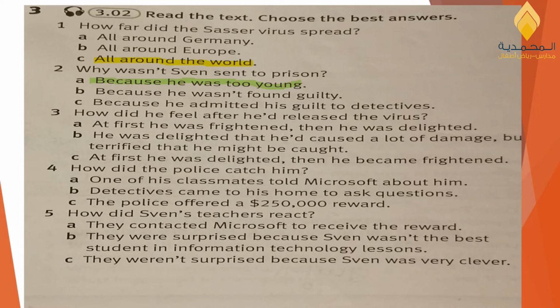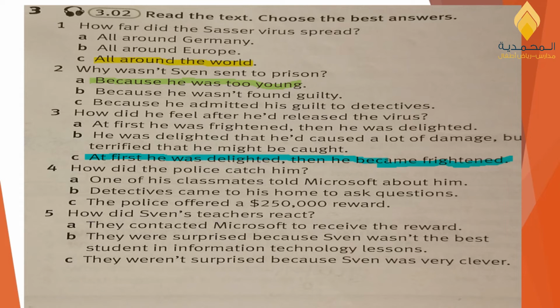Number 3. How did he feel after he'd released the virus? At first he was frightened, then he was delighted. He was delighted then that he'd caused a lot of damage, but terrified that he might be caught. Was this the correct reason? I don't think so. At first he was delighted, he was very happy, then he became frightened. Yes, the correct answer would be C. At the beginning he was happy, but once he saw the damage that he caused, he wasn't happy anymore.